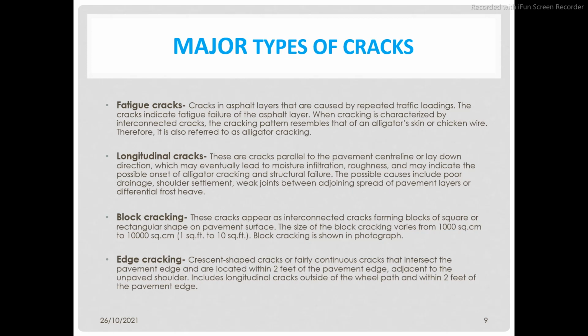These are crescent-shaped cracks or fairly continuous cracks that intersect the pavement edge and are located within 2 feet of the pavement edge, adjacent to the unpaved shoulder. It includes longitudinal cracks outside of the wheel path within 2 feet of the pavement edge.